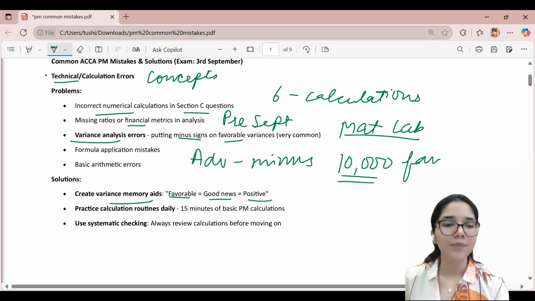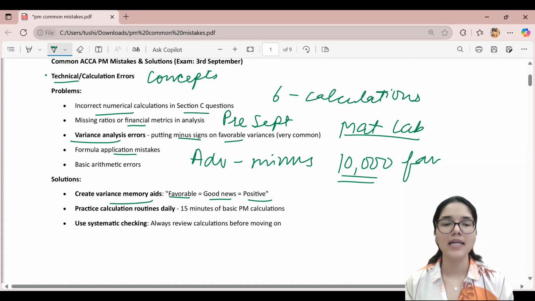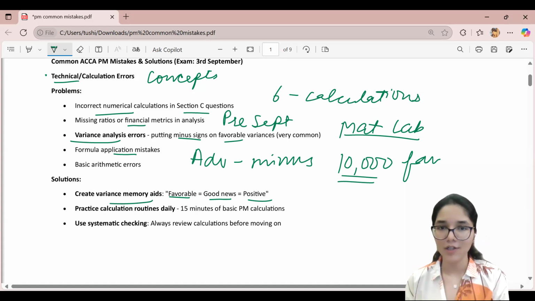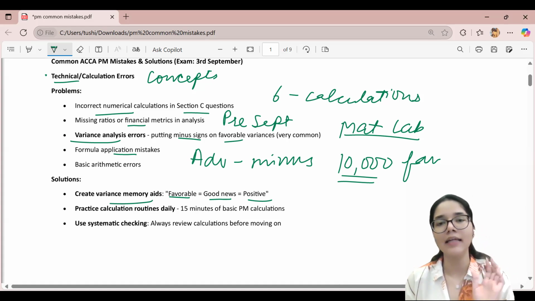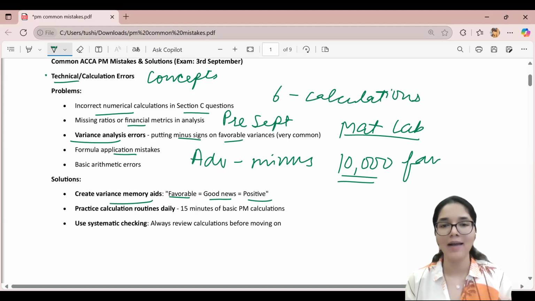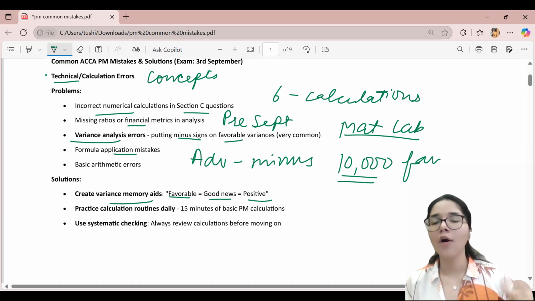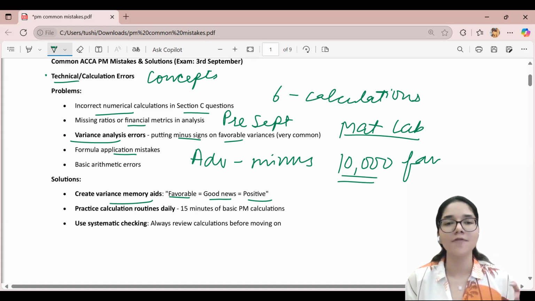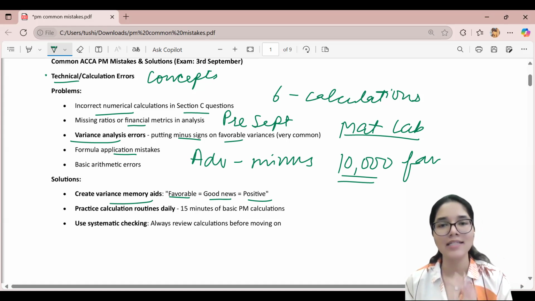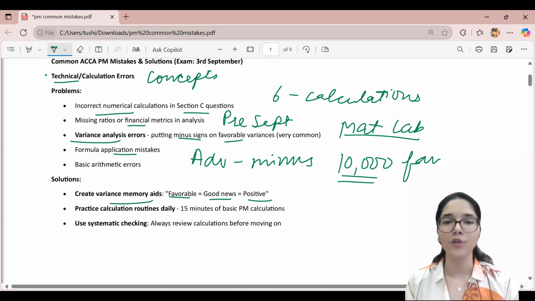Then another common mistake is the formula application mistakes. Some of the formulae that you have in the PM exam are going to be given to you in the PM formula sheet, which you will be accessing for the entire duration of your exam. That formula sheet will be in the exam layout, the entire software that you get on the day of the exam. On the top or at the bottom, you will find something known as the formula sheet. Once you click on it, you will get access to all the formulas which ACCA has told you will be given to you on your exam day.